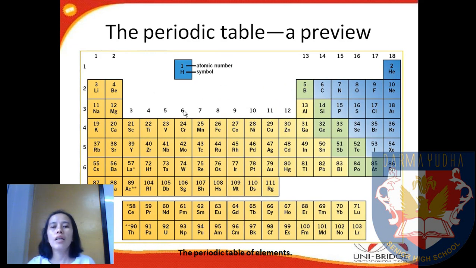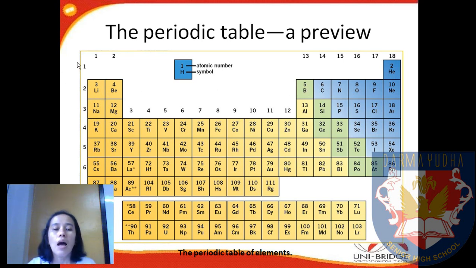Now, take a look at the periodic table that consists of many elements. In the periodic table, elements horizontally in the same row are what we call a period. So this is period 1, period 2, period 3. Period corresponds to the number of shells. If it is period 2, for example, it means that it has 2 shells.